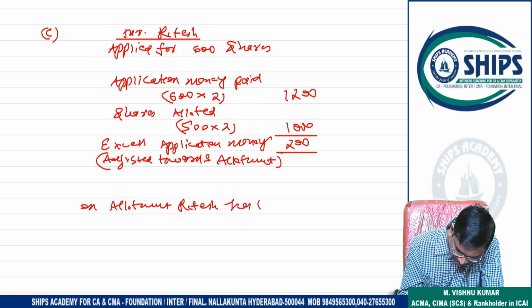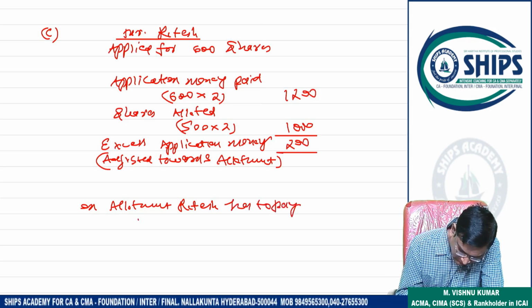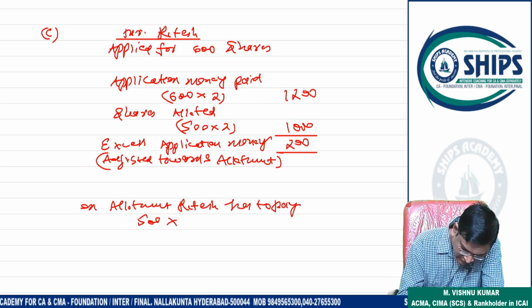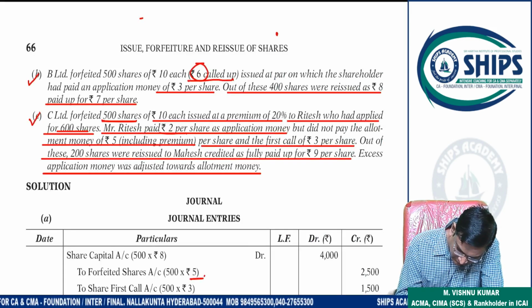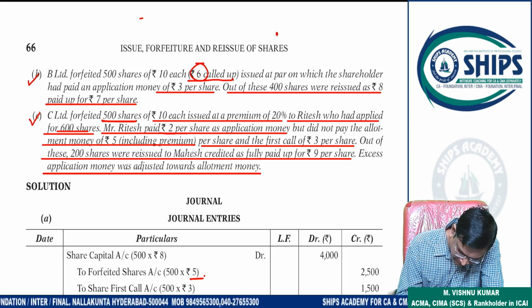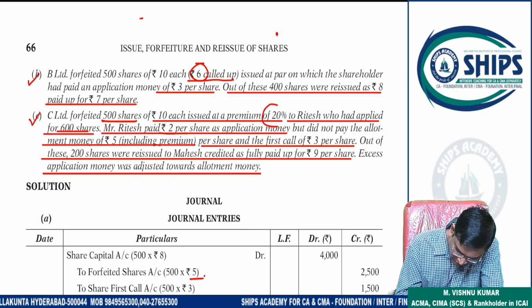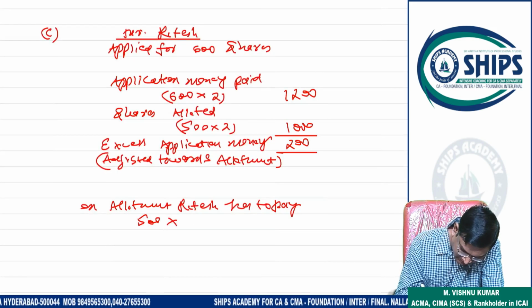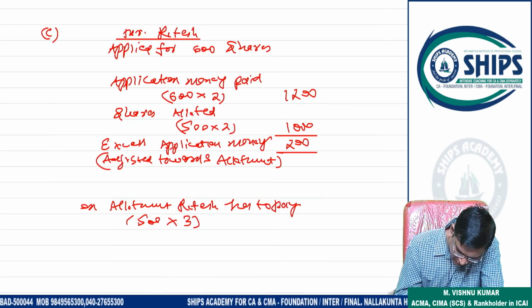Ritesh has to pay on 500 shares for allotment. How much? 5 rupees including premium. The premium is not paid here, so we are considering only 3, because of the 20% premium. So 500 shares into 3 has to be paid.